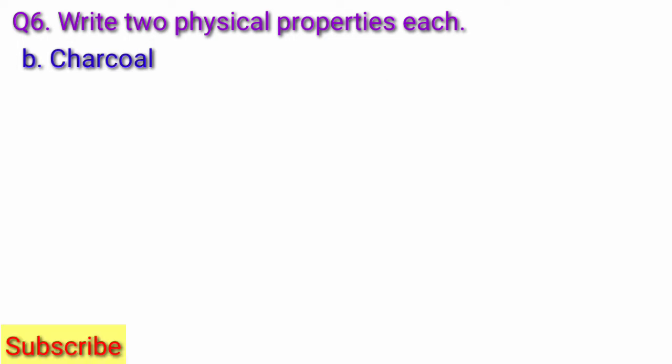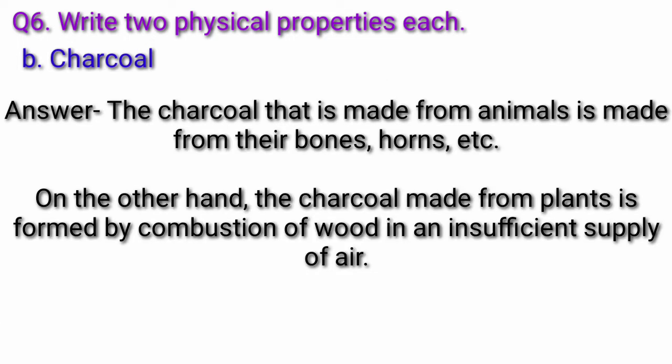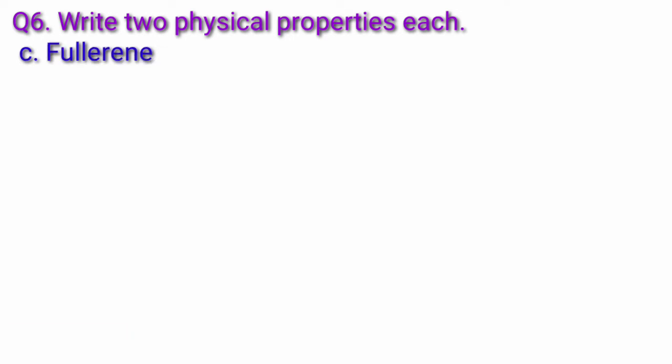Question B. Charcoal. The charcoal that is made from animals is made from their bones, horns, etc. On the other hand, the charcoal made from plants is formed by combustion of wood in an insufficient supply of air. Question C. Fullerene. Answer.